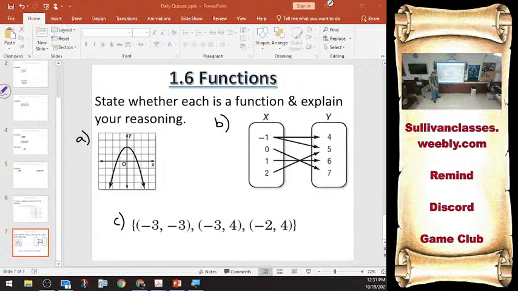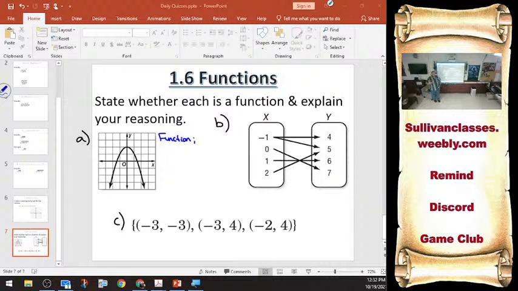First one. If I take a vertical line right there and I drag that across this graph, will it ever hit it in more than one spot? No. Since that's the case, I will say it is a function. But what's my reason?